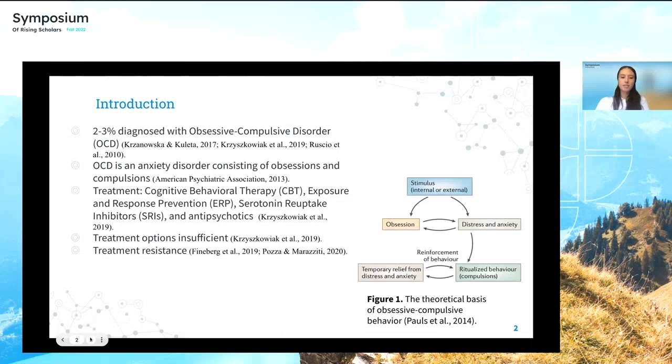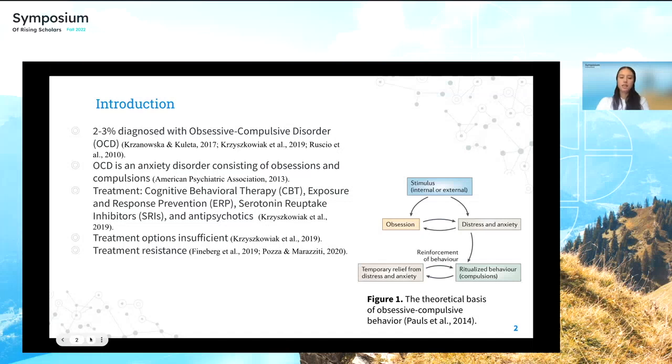Current treatment options consist of cognitive behavioral therapy, exposure and response prevention, serotonin reuptake inhibitors, and antipsychotics. However, these treatment options are insufficient. This is seen through a meta-analysis that showed that although the majority of adults taking SRIs had symptom improvement, very few had a complete recovery, and 24 to 89% relapsed.